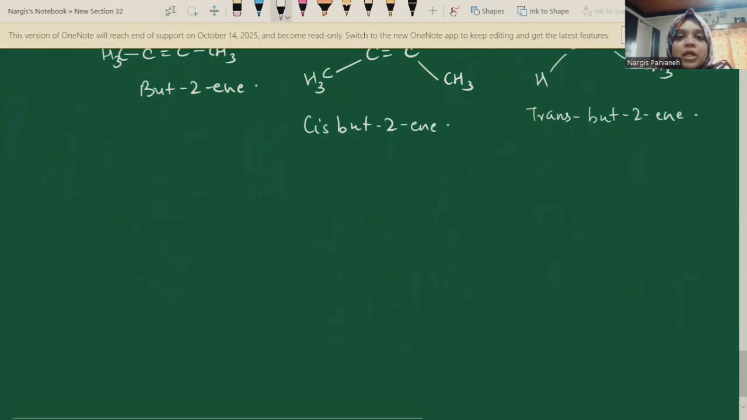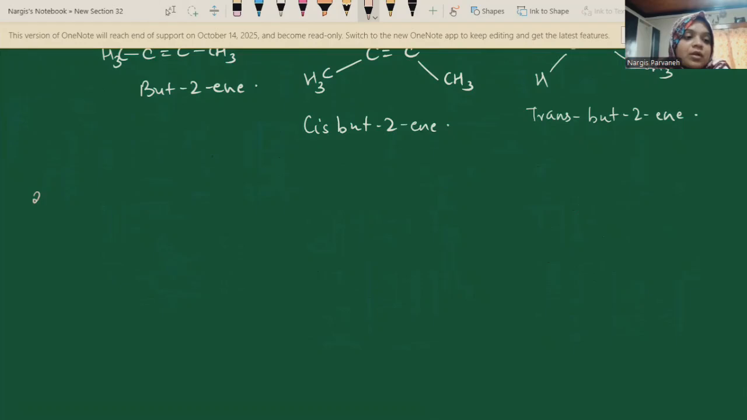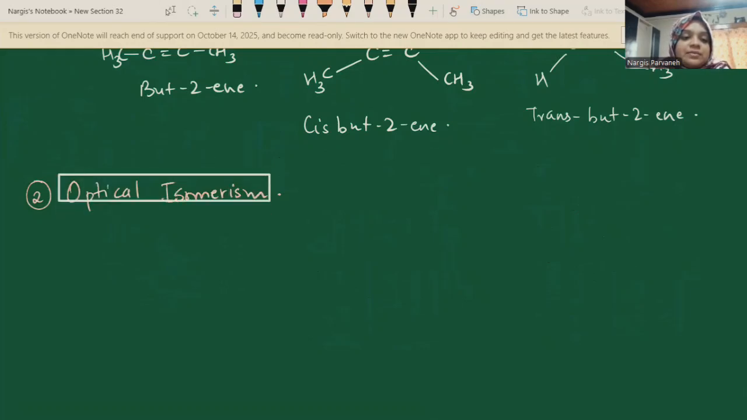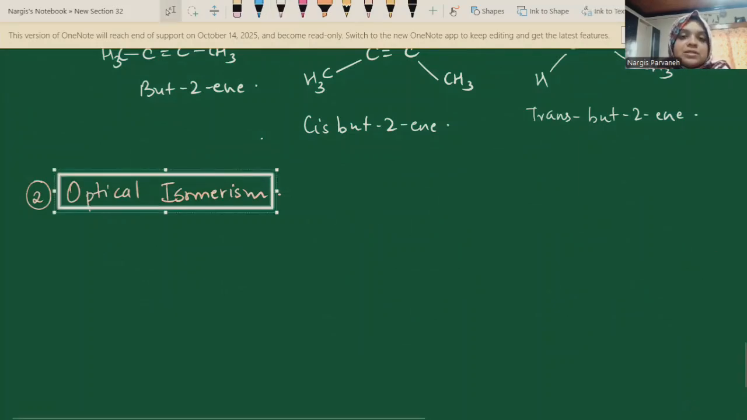Last one, optical isomerism, is discussed again in detail in the chapter haloalkanes and haloarenes in grade 12th. However, we are going to study that optical isomerism. One important thing every compound should have in order to exhibit optical isomerism is a chiral carbon atom, or a carbon atom that has 4 different groups attached to it. I'll show you how it is.